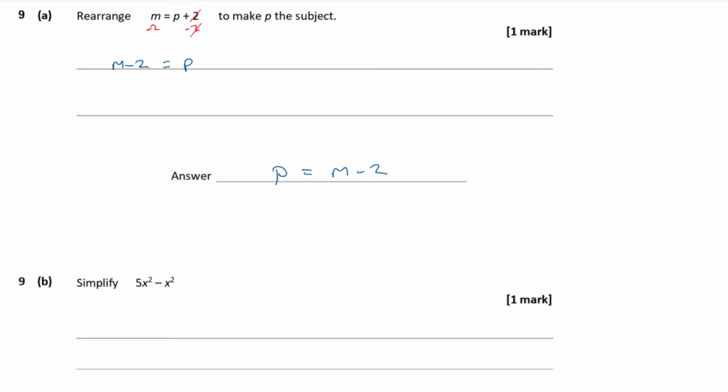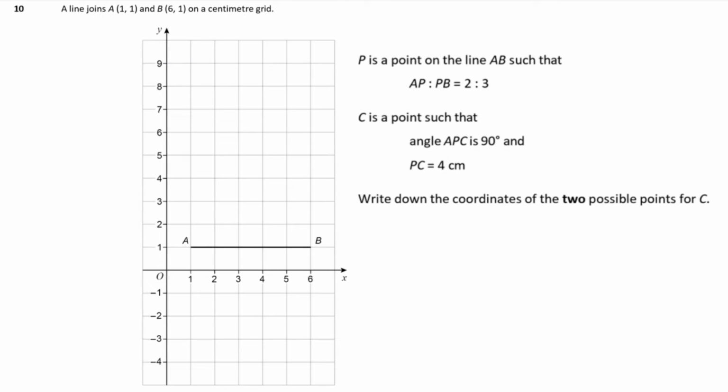Okay. B, simplify 5x squared minus x squared. So if I've got 5x squared and I take one away, I'm left with 4x squared, aren't I? So it's just 4x squared. Got 5 of them. Subtract 1, I've got 4 left. 4x squared.